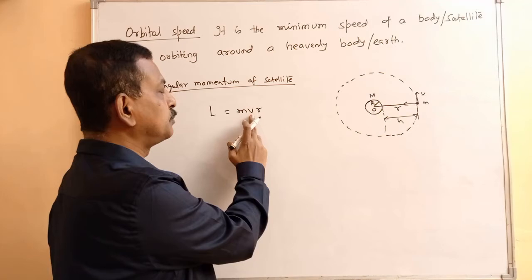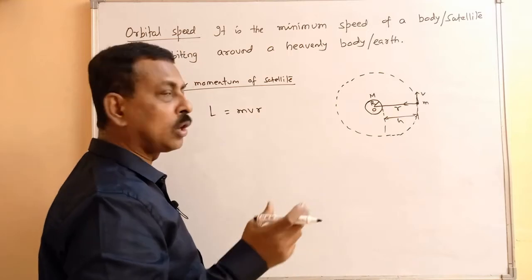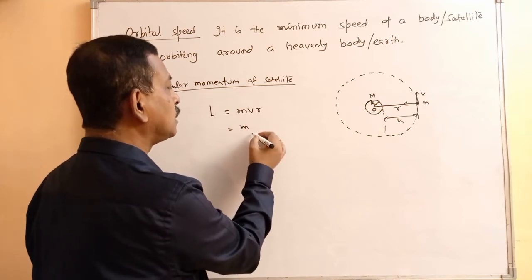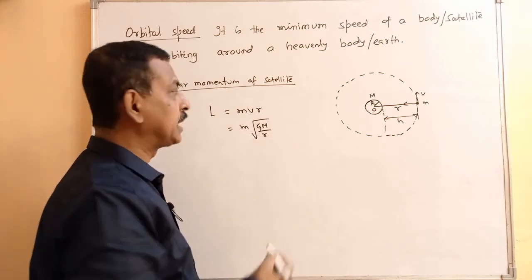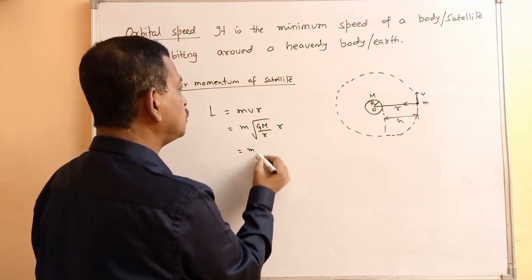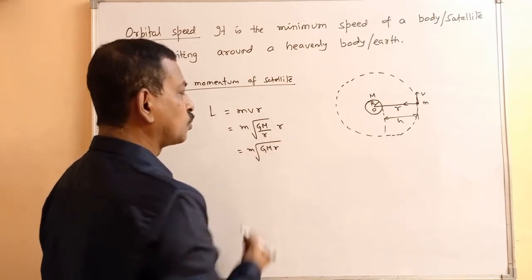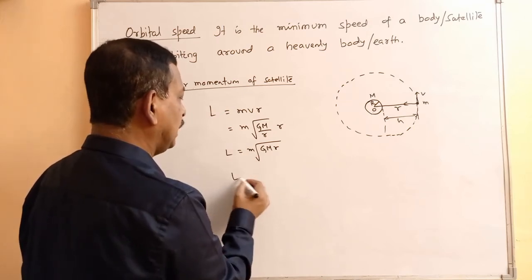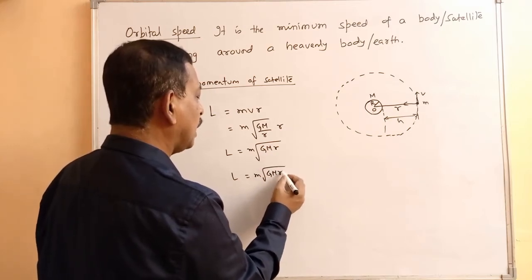It is the mass of the satellite, v is its orbital speed, and r is the radius of the orbit. So if you substitute for v, we have already got the expression root over Gm by r. So it will be equal to m into root over Gm by r times r. Now this term will be under the square root sign, so this will be equal to angular momentum L. So it is m into root over Gmr.